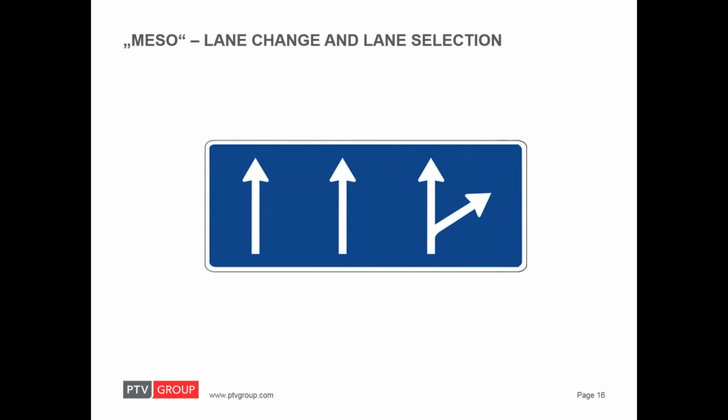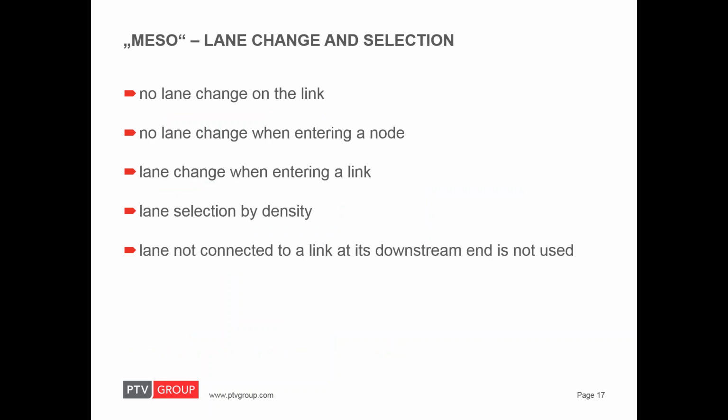So next we look at lane changing and lane selection. Also here some simplistic rules apply. In the mesoscopic simulation, vehicles do not change lanes on a link. Nevertheless, vehicles must use certain lanes in order to stay on their routes. This is considered by the lane selection model.